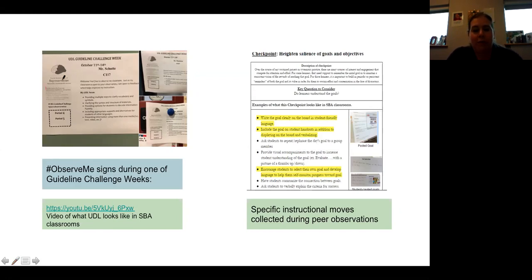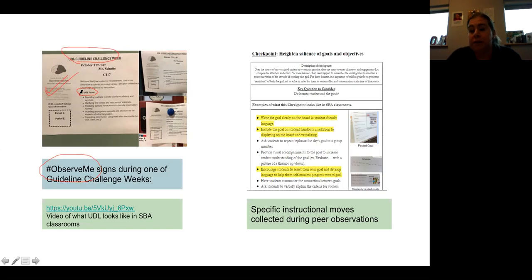I think just a couple of things I put here: we've been doing guideline challenges for a few years, and I think this is from recently this year. We just started making these observe me signs, where all the classrooms are really open on many occasions. The teachers would hang these outside their door and write what particular guideline they were focusing on and what they hoped to see, what they were trying to do in their instruction. And we made similar observation tools for staff members to collect what they saw.